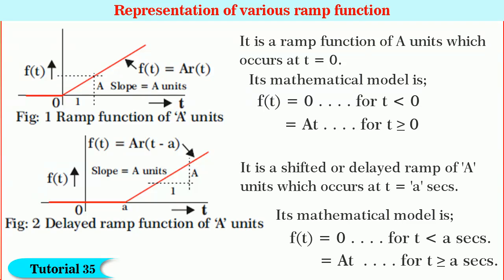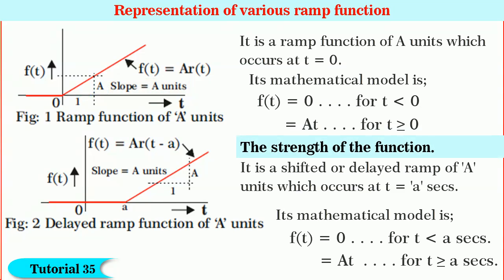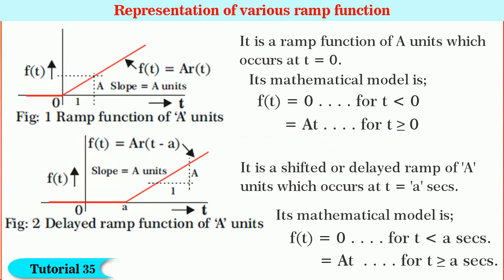Friends, here are a few ramp signals. Observe the function shown in figure 1. It is a ramp of A units which occurs at t equal to 0. Let me substantiate this statement. Observe that the function has a slope of A units, that is A divided by 1. This is said to be the strength of the function. Note that for unit time, the magnitude of the function increases by A units. So, it is called a positive ramp.